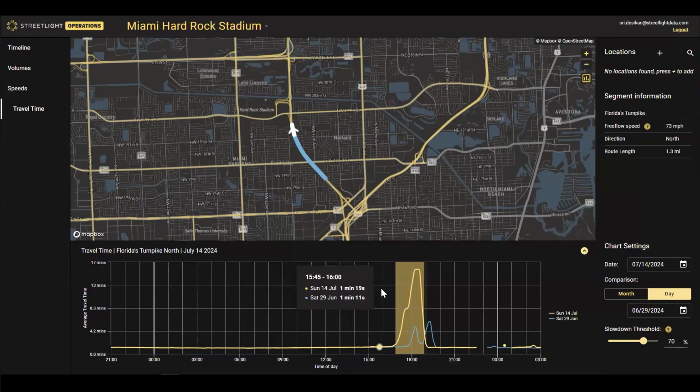Here we have selected one of the segment corridors that leads to Hard Rock Stadium. When comparing the event on the 29th to the event on the 14th, we can see high travel times, about 3 times longer, which correlates to the same time of the ingress issue at the stadium. By using StreetLight's Traffic Monitor, event management teams can quickly and effectively pinpoint and mitigate traffic disruptions on any roads without installing sensors.